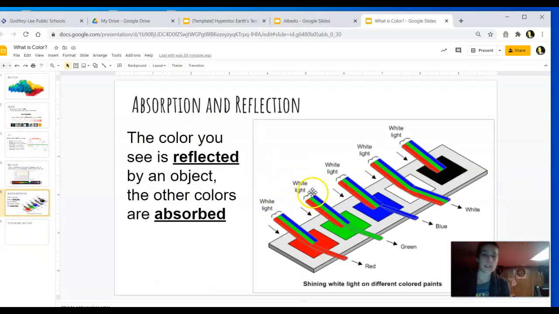So why do we see different colors? Well, white light is actually all the rainbow, the ROY G. BIV, moving really, really fast. And as that white light hits different objects, some of the color is reflected. So reflected is to bounce off of something. And then other wavelengths are absorbed into that and then transferred into heat energy.